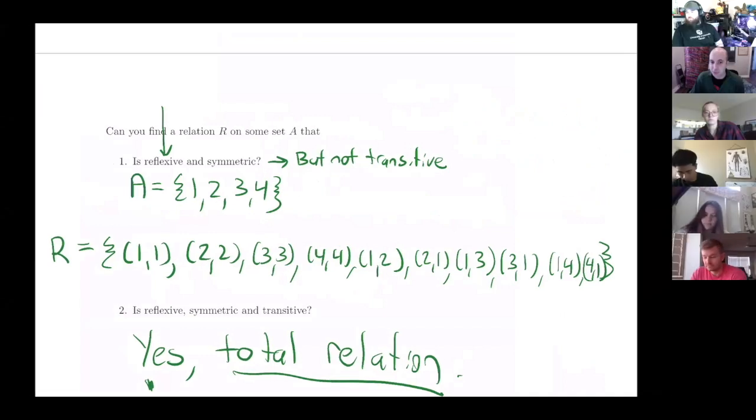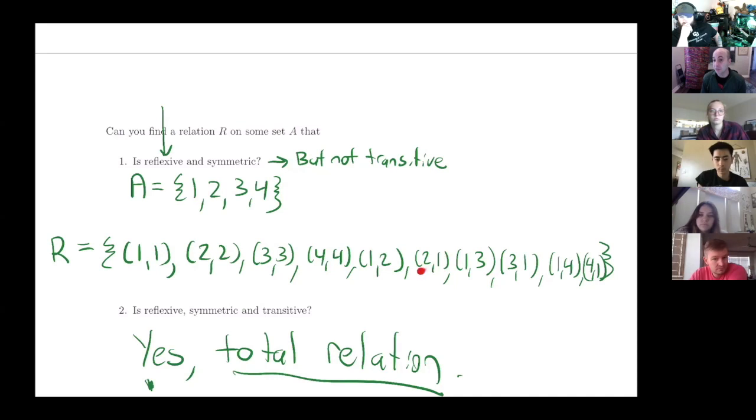We kind of started by thinking about adding in a bunch of these pairs. So it makes sense that if I want this to be symmetric and I put in 1, 2, I need to be sure that I include 2, 1, or else we're going to violate the symmetric property. And so they said, okay, let's put 1, 3 in. That means we need to have 3, 1 in here. Let's put 1, 4 in, and then we need to have 4, 1 in here. And the problem with this is that it satisfied all 3 properties.